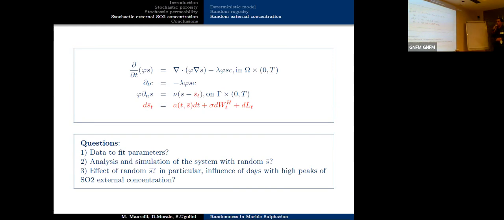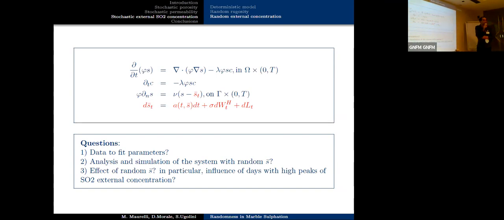Anyway, what are the questions? First of all, the data for S bar was not easy, as far as I remember, to get. Then we would like to do some simulation of the system. I think the most important question is the following.